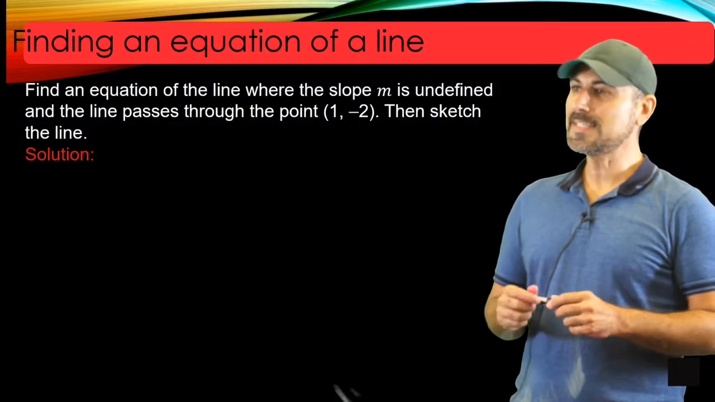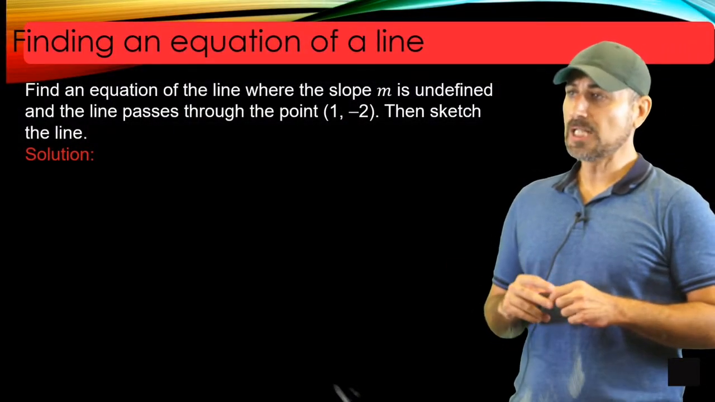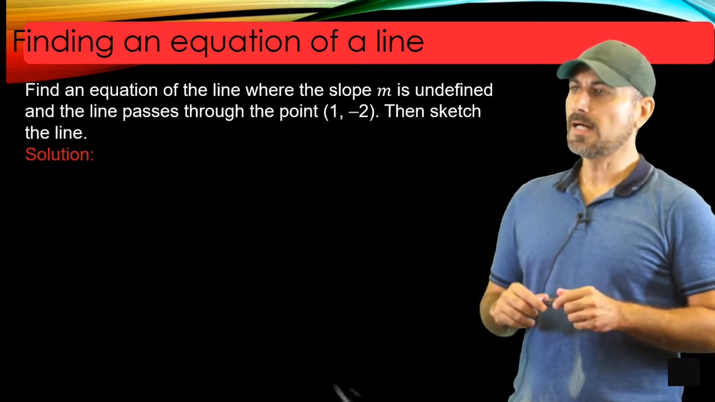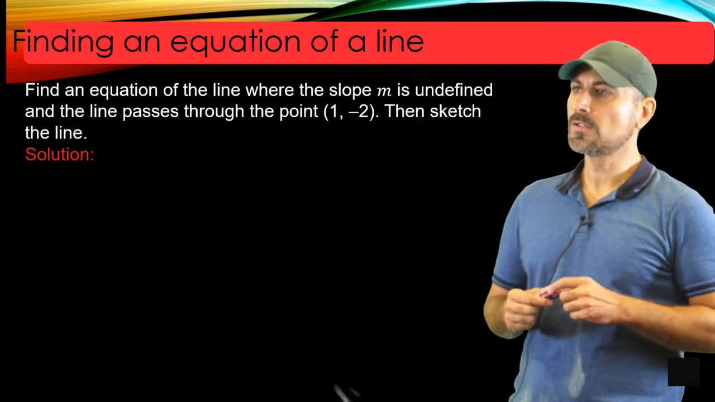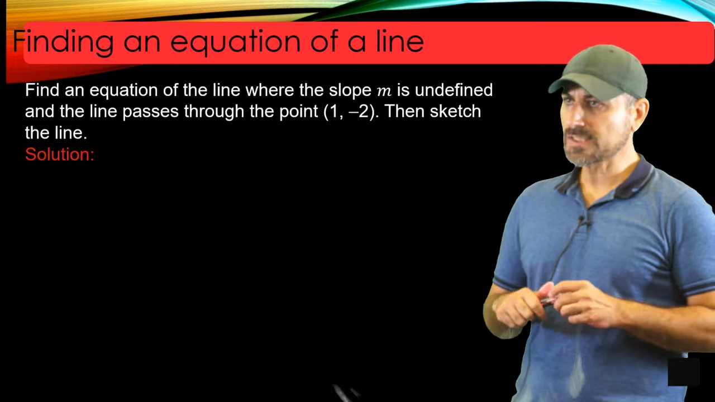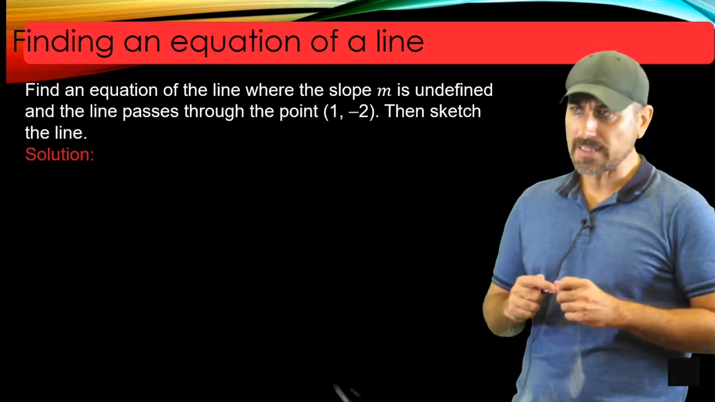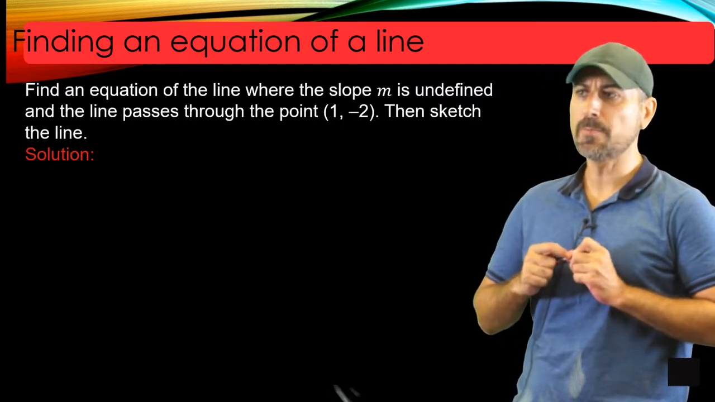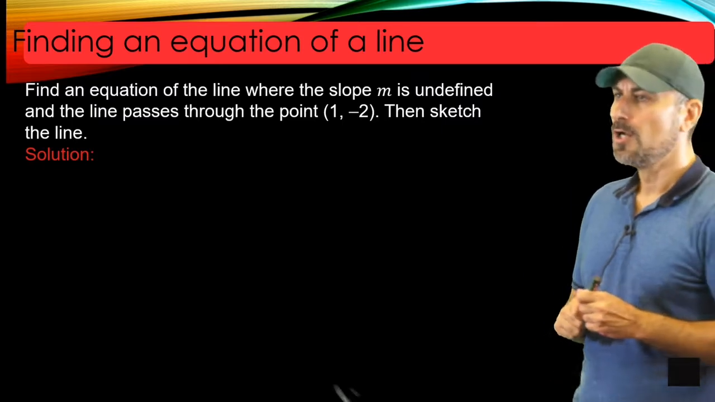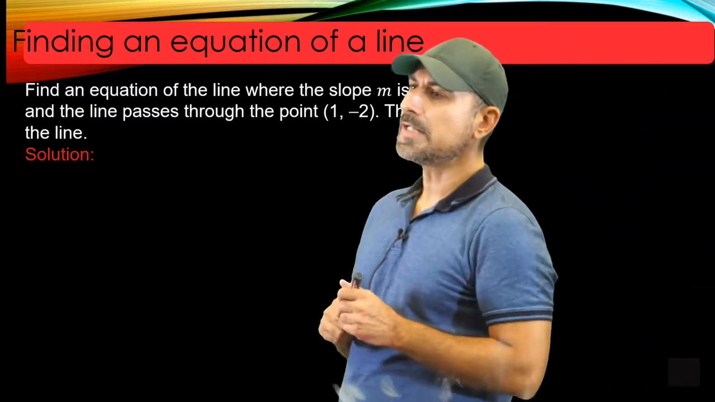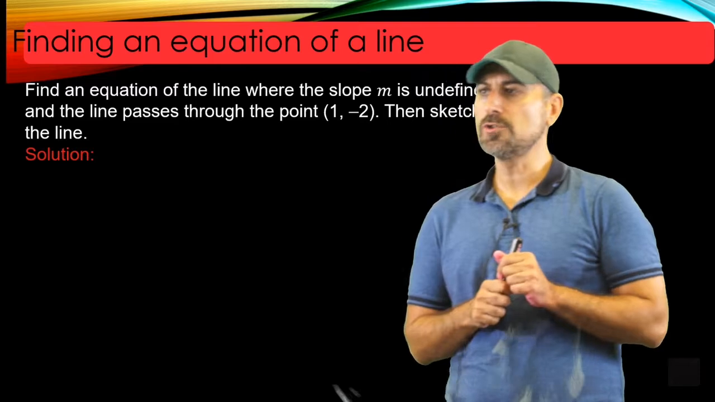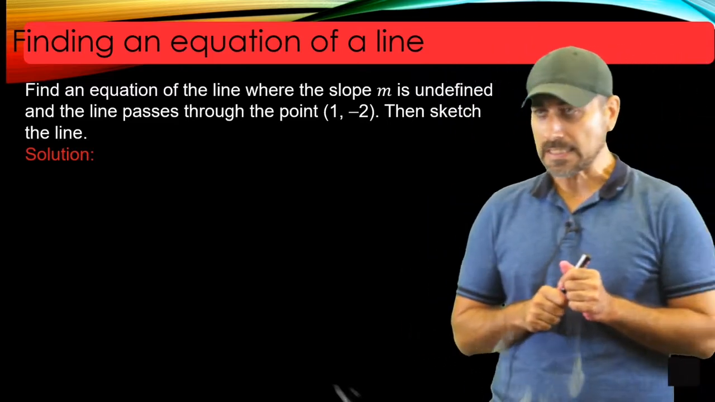Hello, the next example is about finding an equation of a line. This time we're looking for an equation of the line where the slope m is undefined and the line passes through the point (1, -2). First though, for the slope to be undefined, it should be a vertical line.